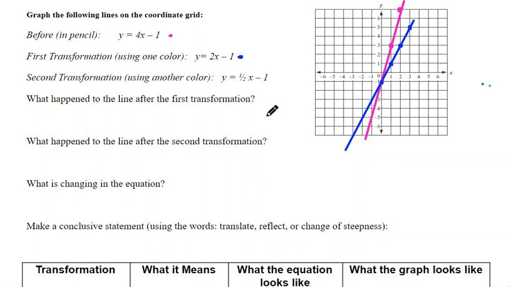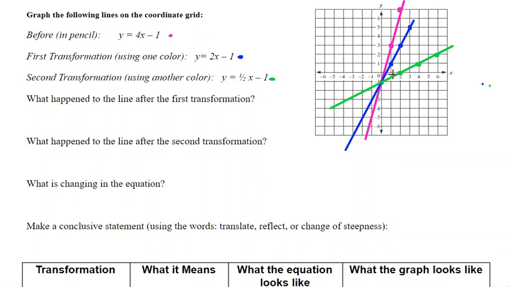All right, and then I got one more I can do. It says y equals 1/2 x minus 1. So I'm still going to start at minus 1. And 1/2 means up 1 over 2. Up 1 over 2. All right, I got my points, so now I can connect my dots and make my line.